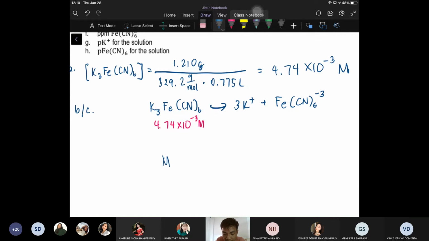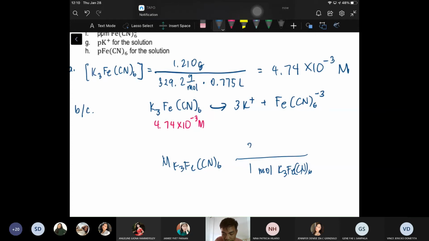So, ganito lang yan. Molarity of K3Fe(CN)6, no? Ang conversion dyan is yung coefficients, no? So, 1 mole of K3Fe(CN)6. Then, yung equivalence niya to K+, no? So, 3 moles K+. Okay.